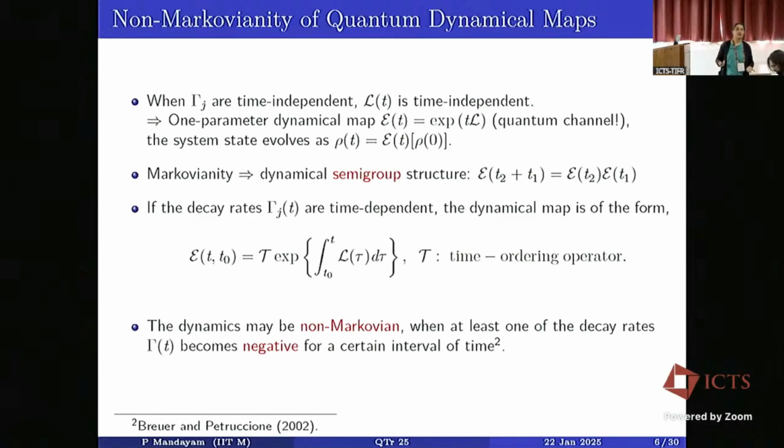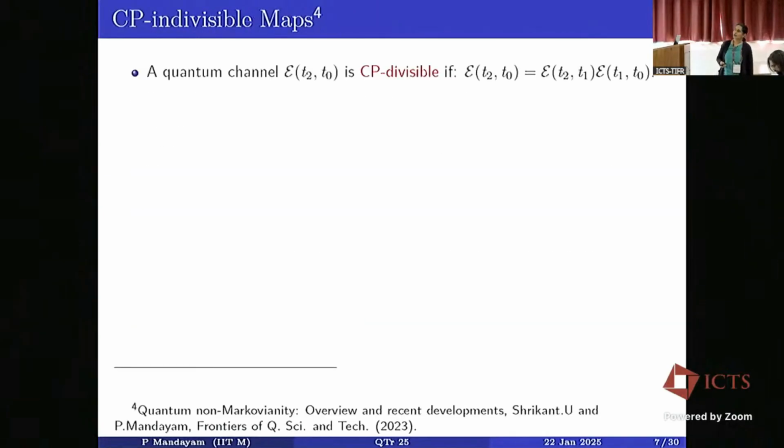So non-Markovian in what sense? In the following sense: the channel is no longer divisible in time, and in particular, it is no longer CP divisible. What do I mean by CP divisibility? I say that a channel is CP divisible if I can break down this channel from T0 to T2 as the composition of two completely positive maps, one from T0 to T1 and the other one from T1 to T2. So this is something that's called CP divisibility.